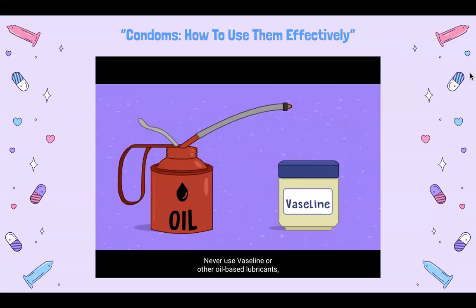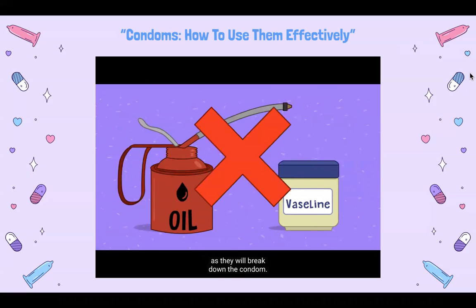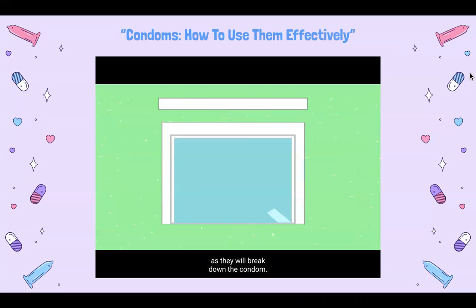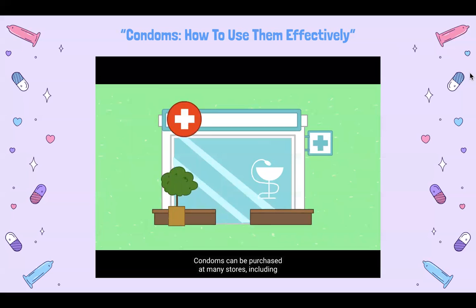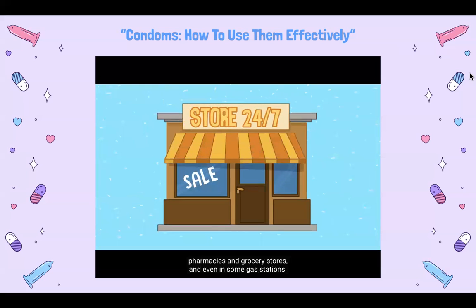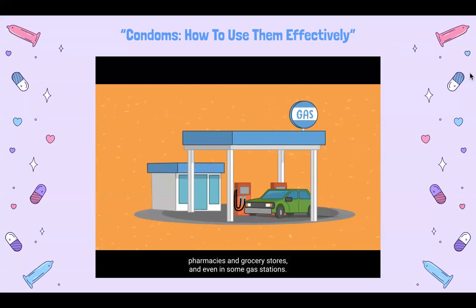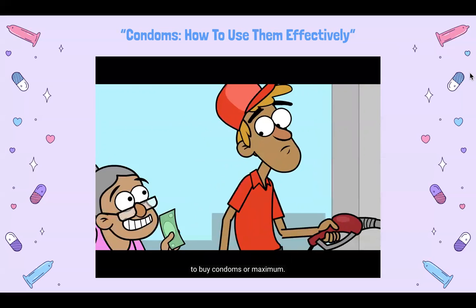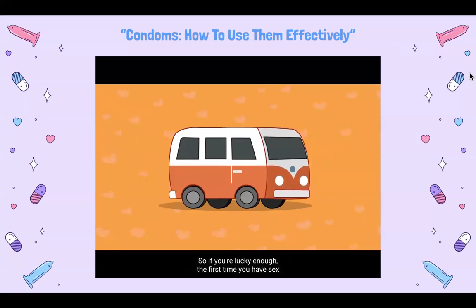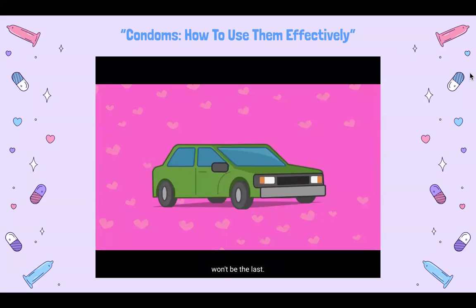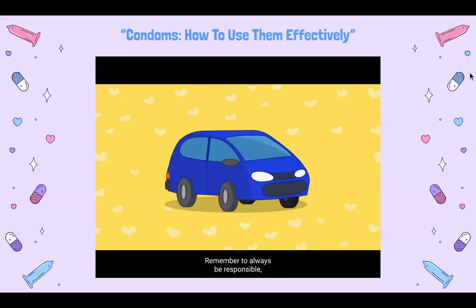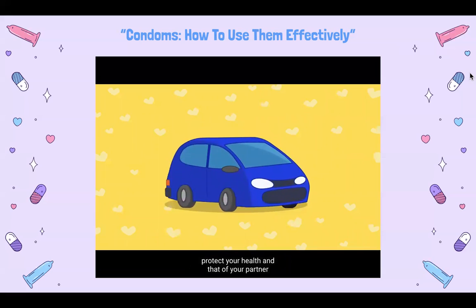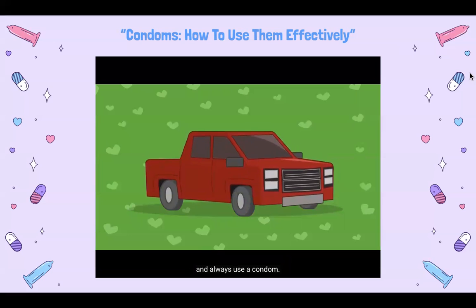Never use Vaseline or other oil-based lubricants, as they will break down the condom. Condoms can be purchased at many stores, including pharmacies and grocery stores, and even in some gas stations. There is no minimum age a person needs to be to buy condoms, or maximum. So if you're lucky enough, the first time you have sex won't be the last. Remember to always be responsible, protect your health and that of your partner, and always use a condom.